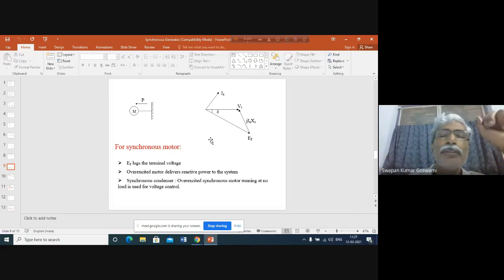And when a motor is operated in this particular role, it is operated at no load condition, because then the whole purpose of the installation of the motor becomes to control the reactive power, so it will not be driving any mechanical load.